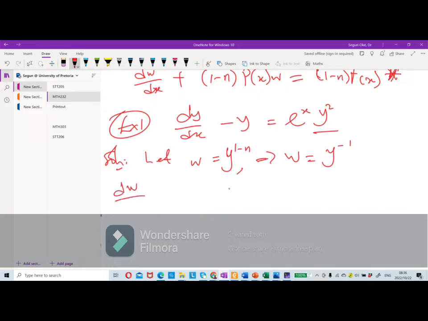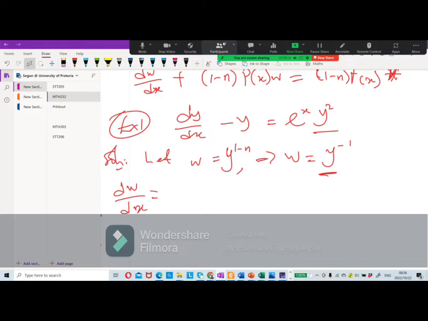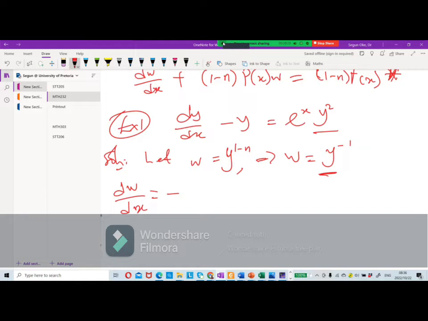So let's differentiate W now. dW/dx will be what? Differentiate this. Minus y to the power minus 2, dy/dx. Yes. So after we have this, the next thing we need to do is make dy/dx the subject of the formula.